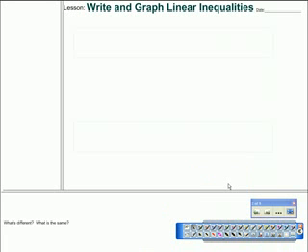Today is going to be a lot of graphing, so after I'm done teaching the lesson, remind me to pass out some graph paper, somebody, because you'll need it for today's lesson.